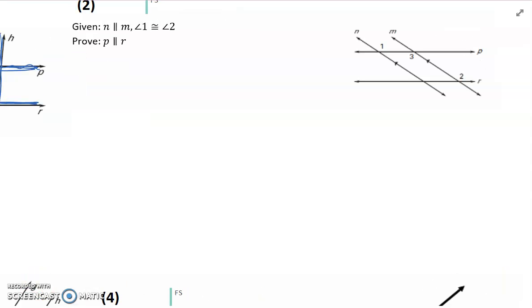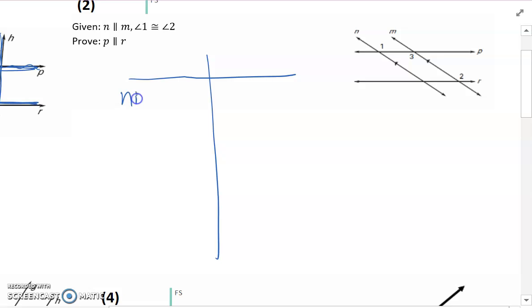All right. Hopefully you paused the video and tried this first. So let's get started if you already tried it. I'm going to write my given. I'm going to make sure I know what they're saying. N and M are parallel, which means this is a transversal. So what relationship do I have right here? 1 and 3 are alternate interior. If the blue lines are parallel, they must be congruent. So angle 1 must be congruent to angle 3.